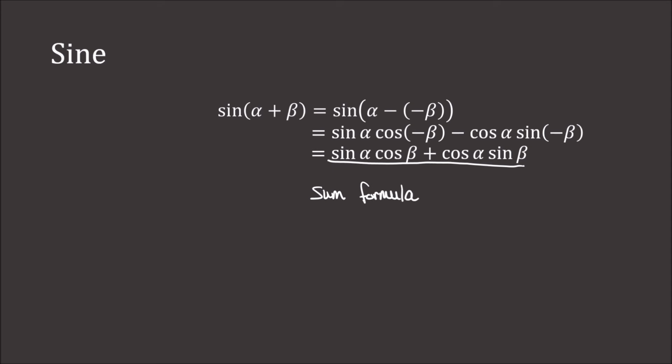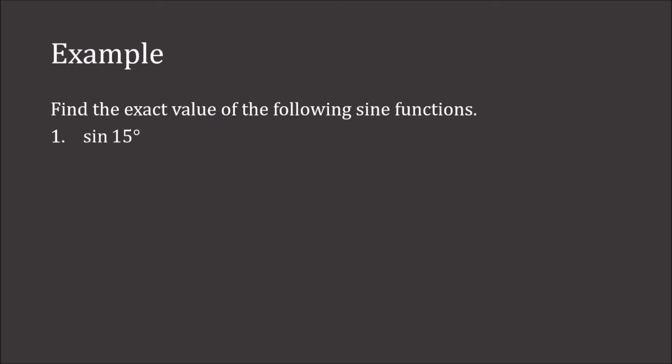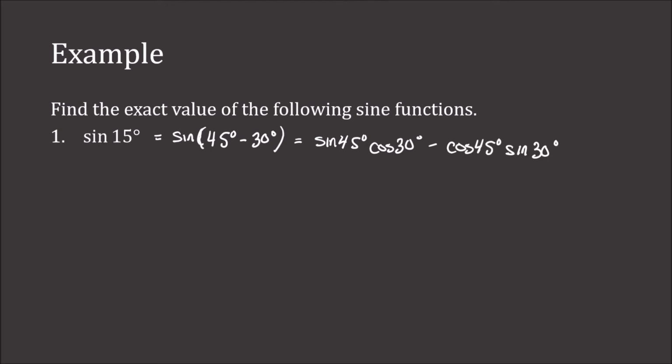Now, just as we did with cosine, let's apply these. So we'll start by looking at the sine of 15 degrees. The idea is always the same. We want to write this as the sum or difference of two known angles. We know 45, we know 30, so we can write this as 45 degrees minus 30 degrees. This will give us, using the difference formula, sine of 45 degrees times the cosine of 30 degrees minus the cosine of 45 degrees times the sine of 30 degrees.